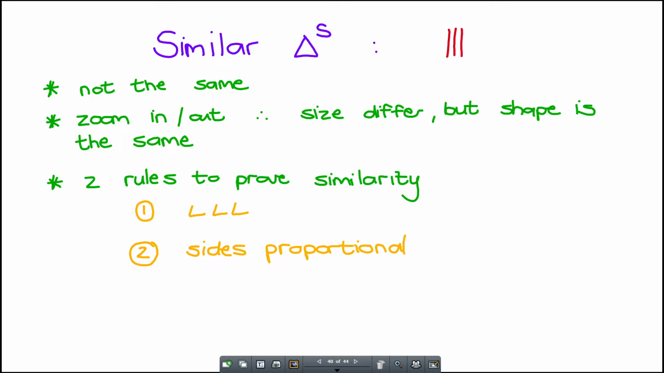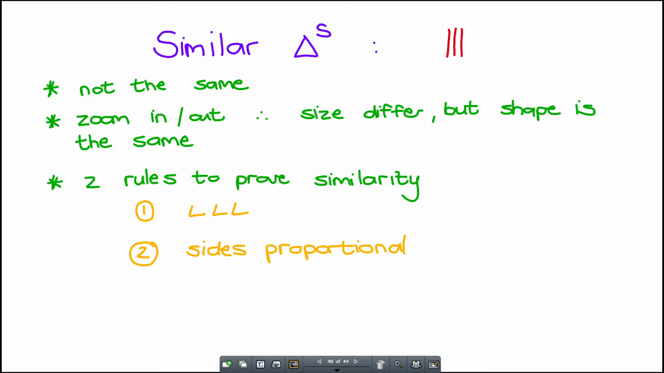So we have got 2 rules. Remember at congruency we had 4 rules, no? So to prove that 2 triangles are similar, we've got 2 rules that we use. The first one is angle, angle, angle. So you prove that all 3 angles are the same, because even though the length of those sides might be different, the angles can still be the same. Okay, so that's the first thing.